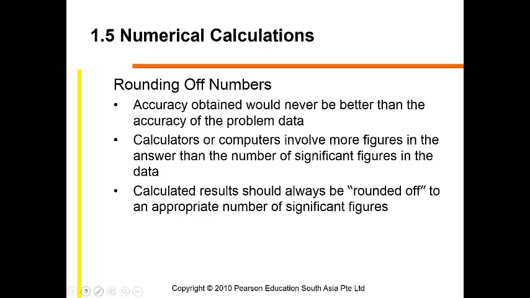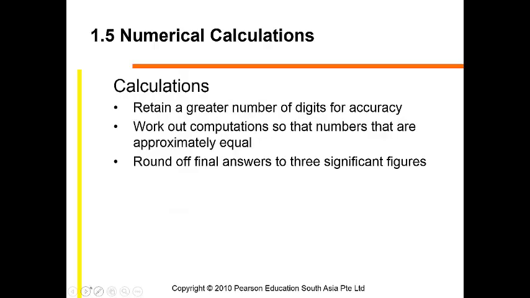We round off numbers to an appropriate number of significant figures. Generally, that is no more than the accuracy of the problem, or 3 significant figures. When you are doing your calculations, retain the greatest number of digits for accuracy, carry those through all your calculations, and then round off the final answer.